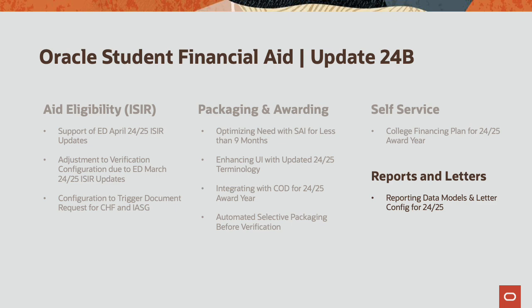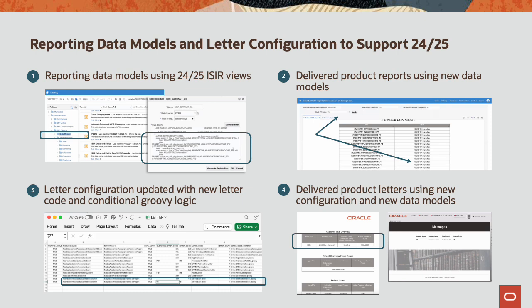And the last feature that I will be covering is related to reports and letters. Due to the FAFSA simplification completely reformatting the ISER, new reporting views containing ISER information for 24-25 ISERs and forward have been created while maintaining current ISER views for 23-24 and prior. These views were released in 24A, and with 24B, we are releasing the subsequent changes to reporting data models and letter configuration. If you would like to make these updates prior to 24B release, please refer to a post on Cloud Customer Connect that includes all of the required information and steps to do so.